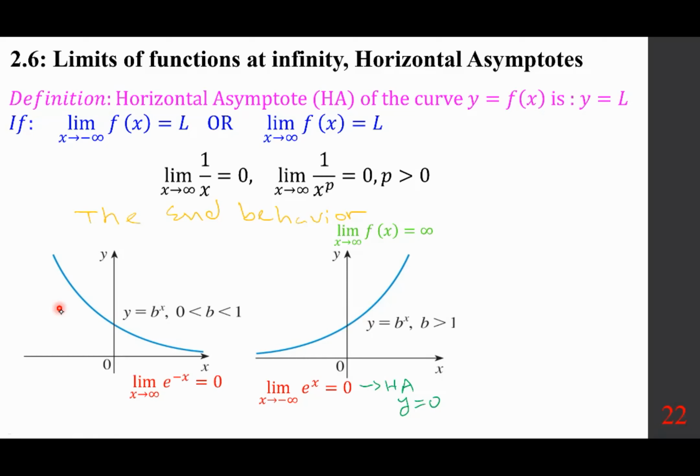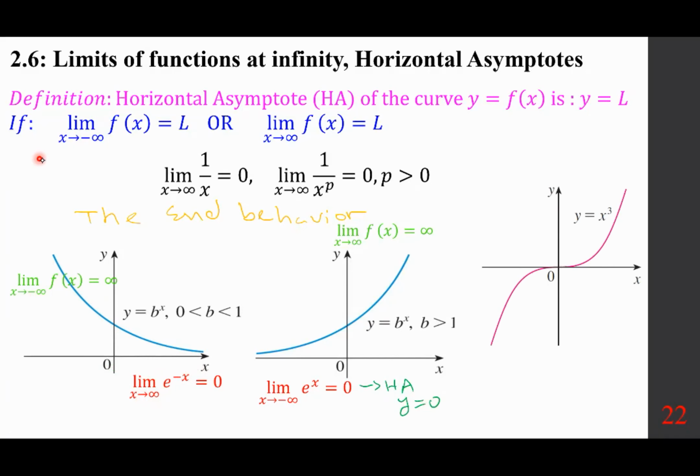For exponential decay, the limit of e to the power minus x, as an example, as x approaches infinity is 0. Again, of course, that gives us the horizontal asymptote y equals 0. And the limit of f of x as x approaches minus infinity is infinity, the end behavior.